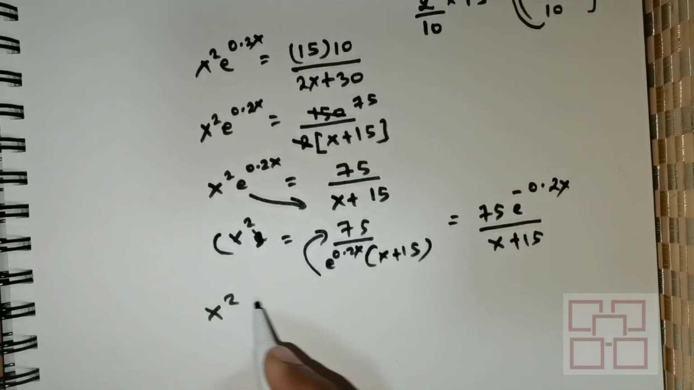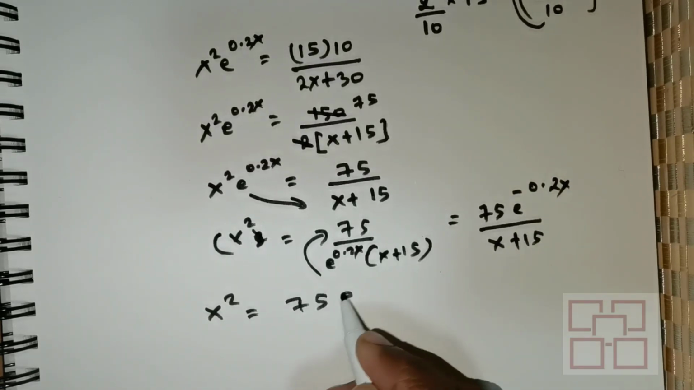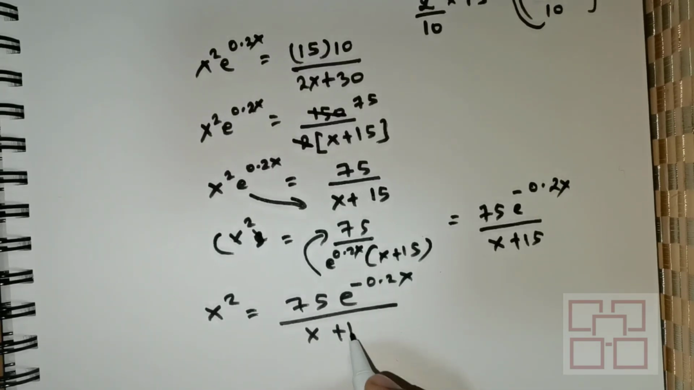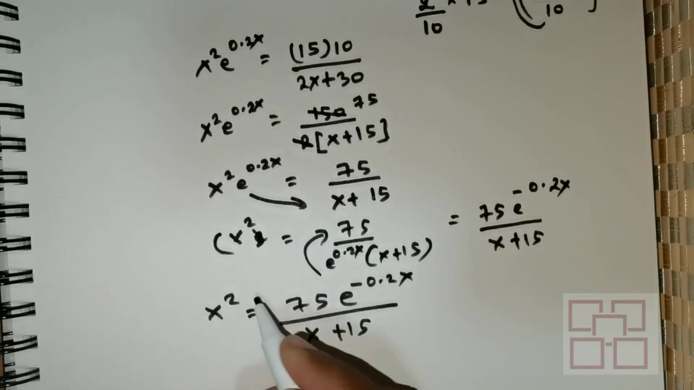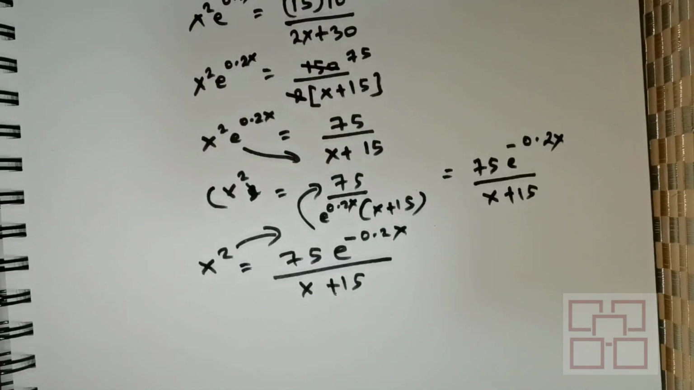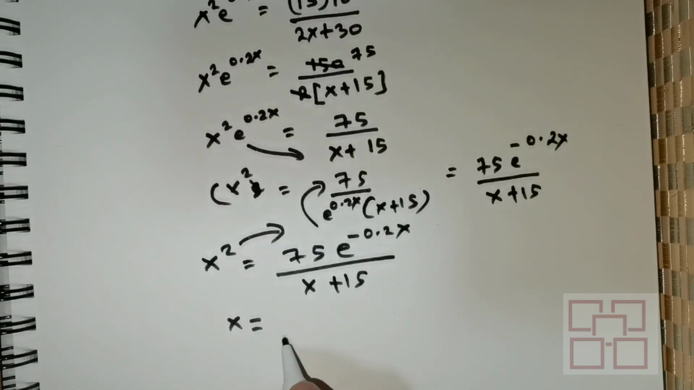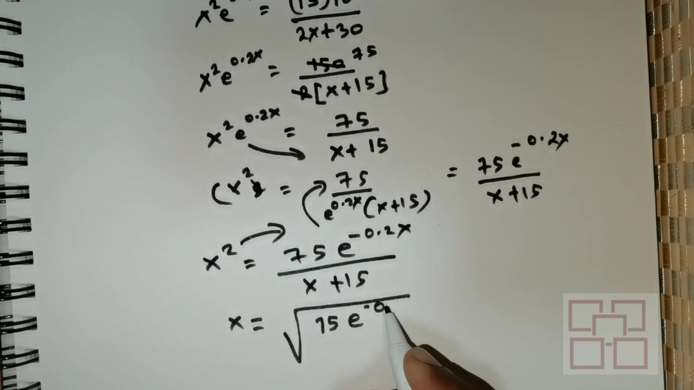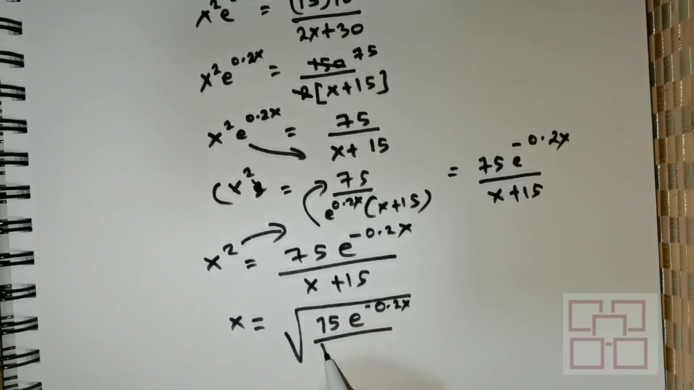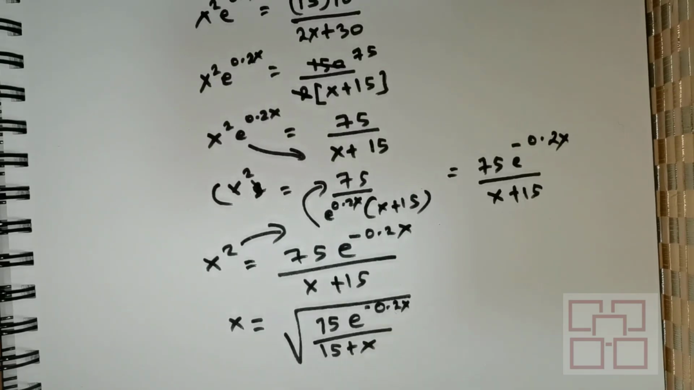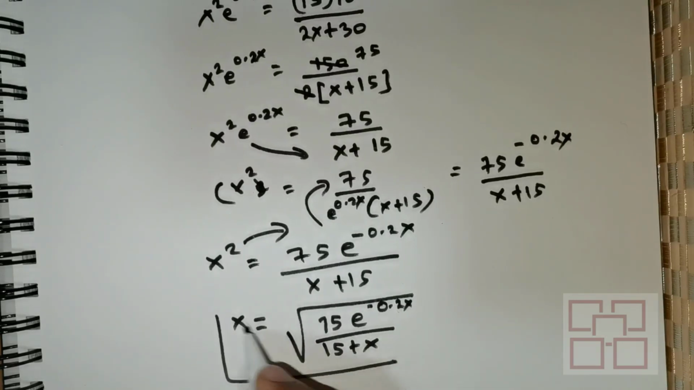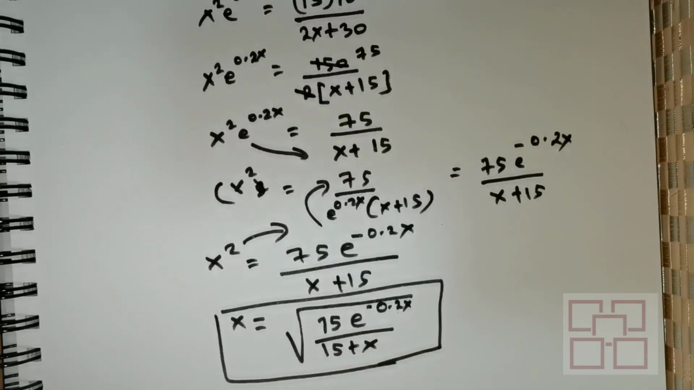So actually I've got x squared is equal to 75 e raised to the power negative 0.2 times x divided by x plus 15. Now I want the value of x, so I move the 2 to the other side, which means it will become a square root. So x will be equal to the square root of 75 times e raised to the power negative 0.2 times x divided by 15 plus x, or you can even write it as x plus 15. This is what is required. So I'm bringing it to the requirement. So this is what has been asked.